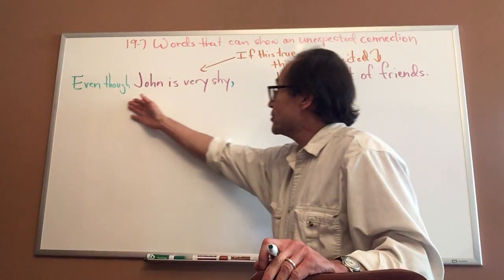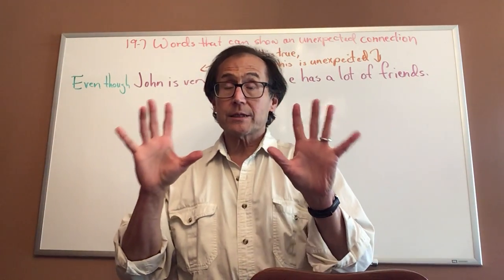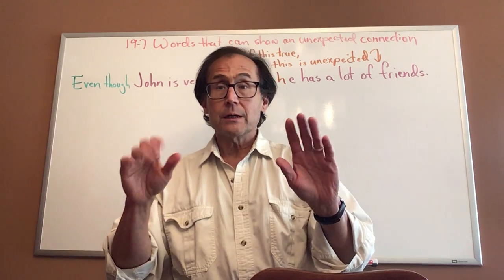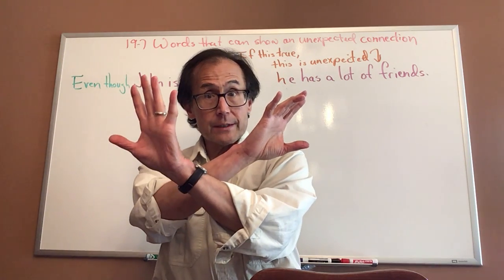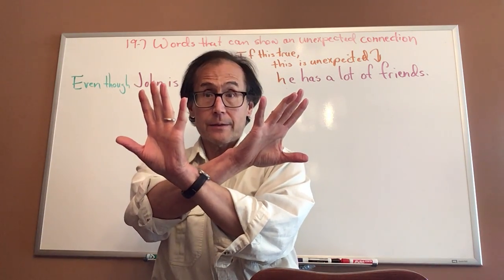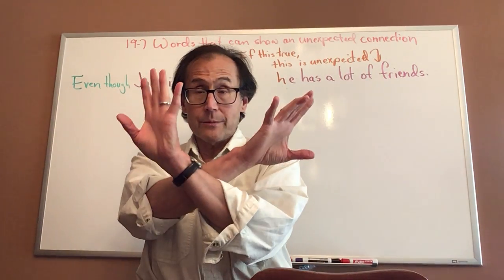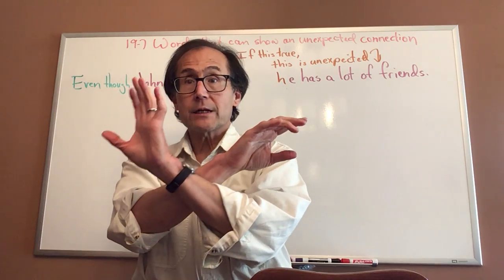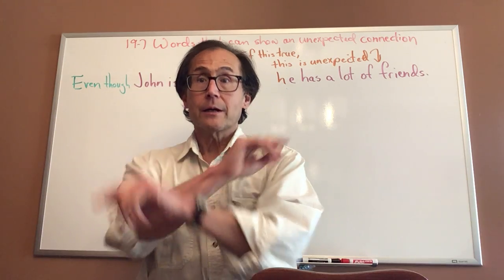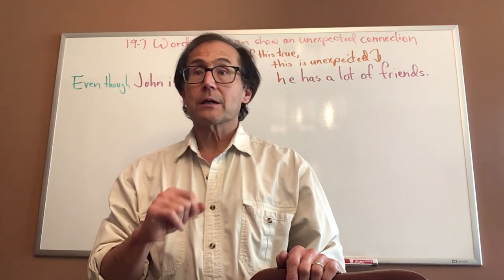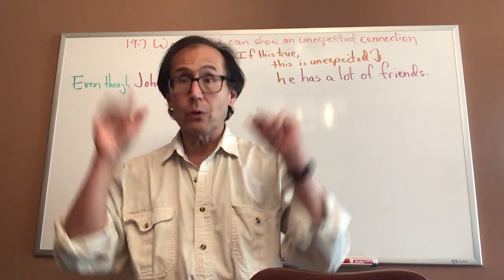So, even though John is very shy, comma, he has a lot of friends. I can make the same change that I do with because. And I could say, John has a lot of friends, even though he is very shy. If even though comes at the beginning, I use a comma, but when I switch them and I say, John has a lot of friends, then no comma, even though he is very shy. So even though works the same as because. When it comes at the beginning, I use a comma. When it comes in the middle, no comma.